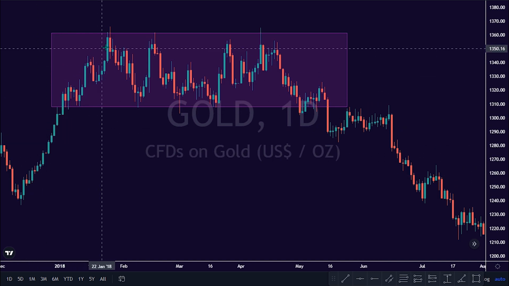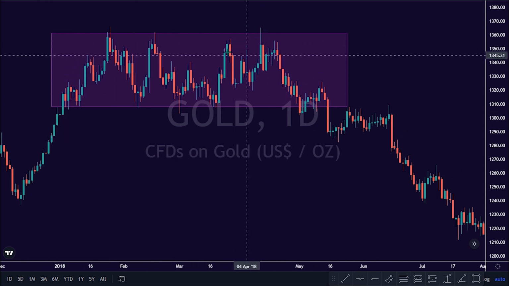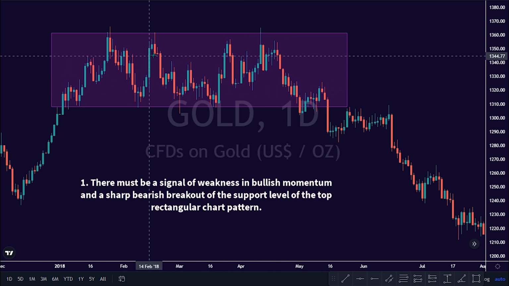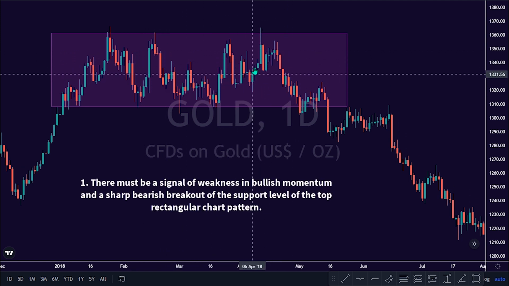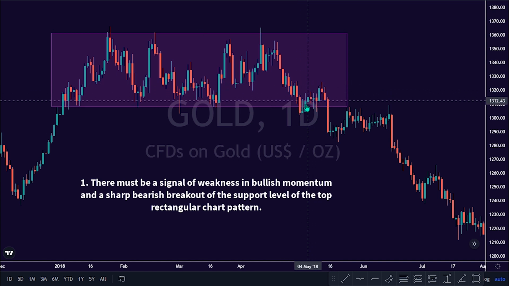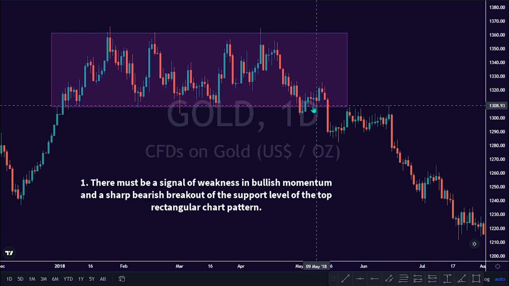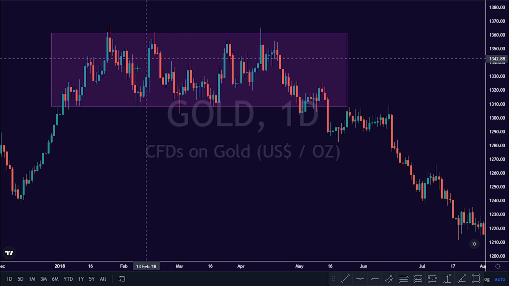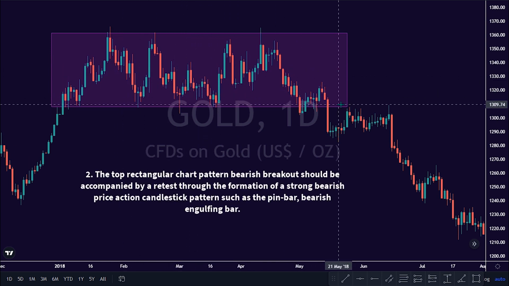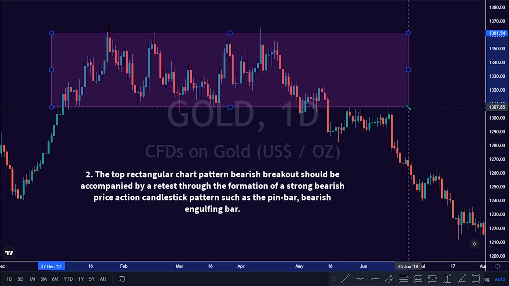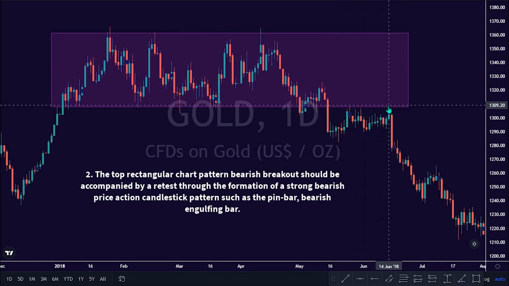For a bullish trend reversal into a bearish trend trading strategy with the rectangular chart pattern, number 1, there must be a signal of weakness in bullish momentum and a sharp bearish breakout of the support level of the top rectangular chart pattern. Number 2, the top rectangular chart pattern bearish breakout should be accompanied by a retest through the formation of a strong bearish price action candlestick pattern, such as the pin bar, bearish engulfing bar.